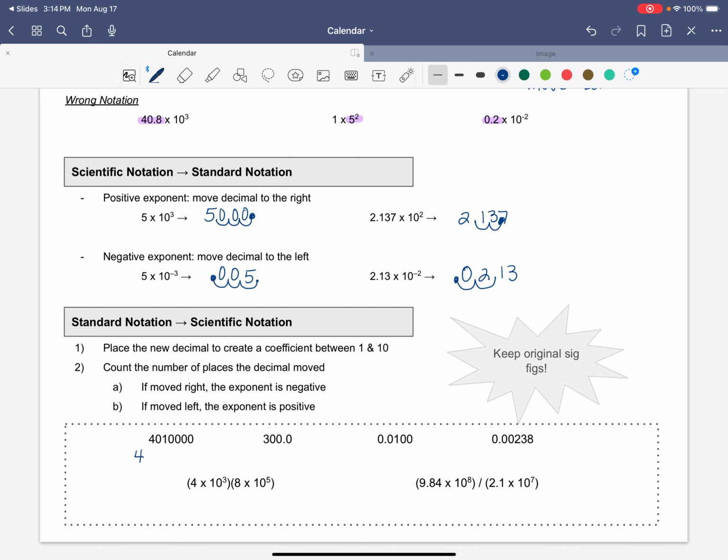So 4.01 and then times 10, and then I got to figure out how many times I moved the decimal. This is a very large number, so I know it's going to be a positive exponent. So my old decimal was at the end. I moved it 1, 2, 3, 4, 5, 6 times. So I'll have times 10 to the 6th power.